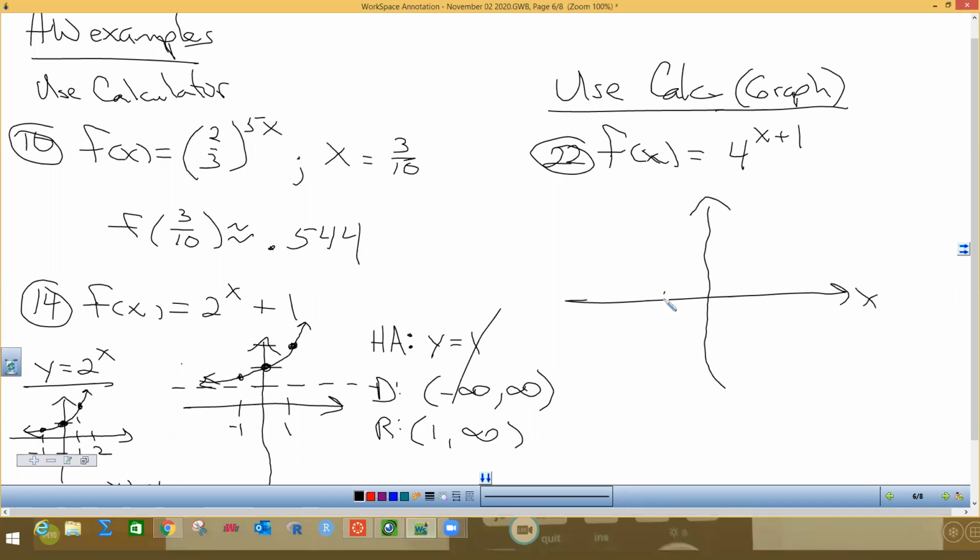So if you plug in -1, that is 4 to the 0 power, which is 1. So let's move that 0, 1 over 1. And when you plug in 0, you get 4 to the first power, which is up there at 4. So this graph is going like this. And your horizontal asymptote is still y equals 0. Your domain is still negative infinity to infinity. And that is what you're doing on this homework today.